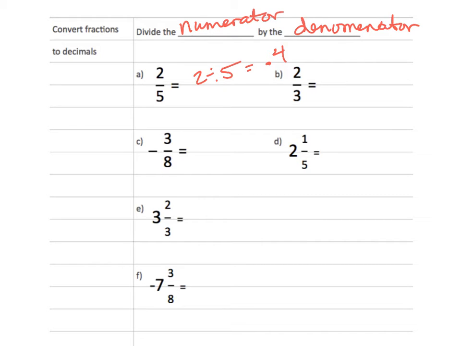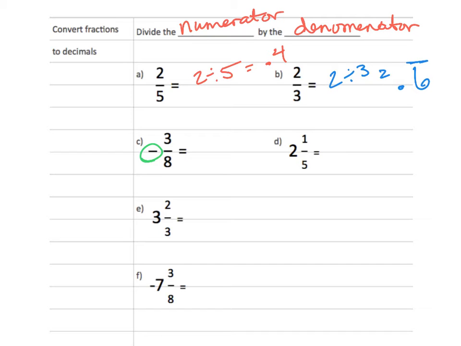For letter B, we would do 2 divided by 3, and we would get 0.6 repeating. So we're going to put the bar across the top. When we get numbers that have negatives, we just put the negative sign in front of our decimal.